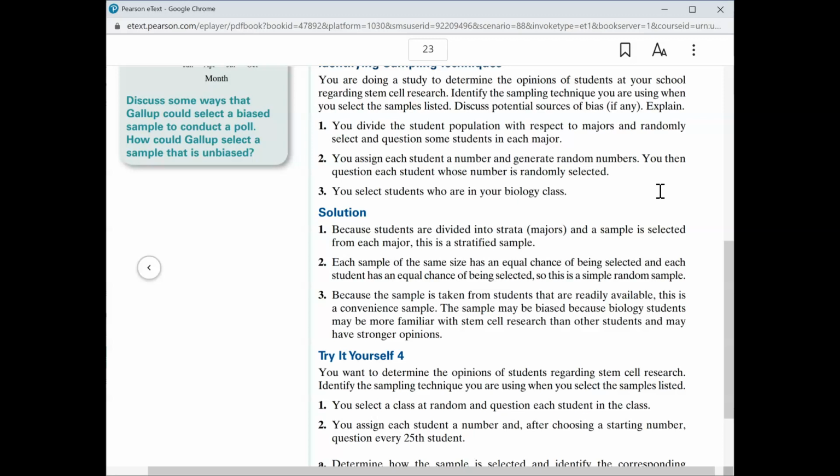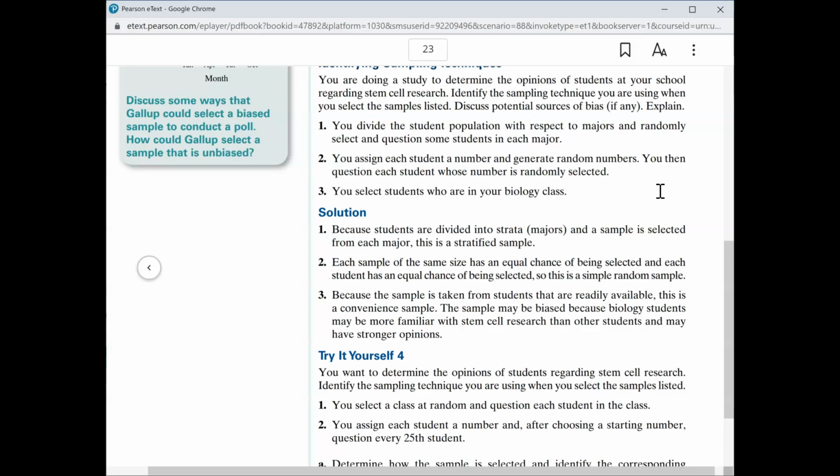Number 2, you assign each student a number and generate random numbers. You then question each student whose number is randomly selected. Since each person in that case has an equal chance of being selected because it's so random, that is a random sample, or a simple random sample. That's good. In fact, that's the best way to do a sample. The more random you can be with your sample, the better chance you have of the sample being representative of the population. That is the preferred way to do it.